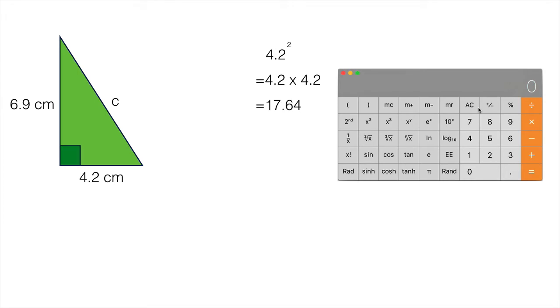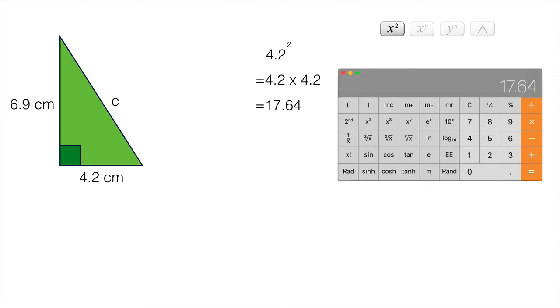Now this question would be so much easier if we used a calculator. Now on a calculator you can have one of these dedicated buttons for squaring a number. Now the one we really want to try and use is this one here, and that's the one that would appear on most calculators. So if I was to press on my calculator 4.2 and then press the squared button, you can see I get the answer straight away.